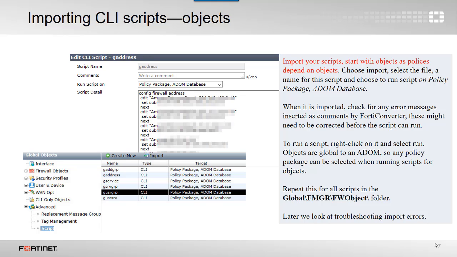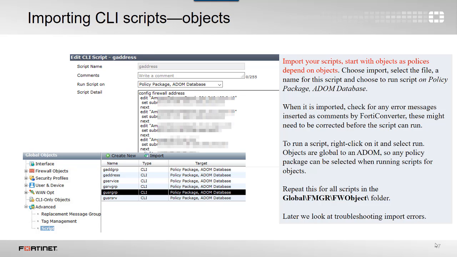So you choose import, select the file, and create a name for this script. Then you choose what to run this script on: is it on the ADOM database or is it on the device? Typically for FortiConverter migrations, it's always the ADOM database. When it's imported, you can check at this stage for the error messages. You'll see just for any sections commented out. Once you're happy that's okay, you run the script. You just right click and run and you select the target.